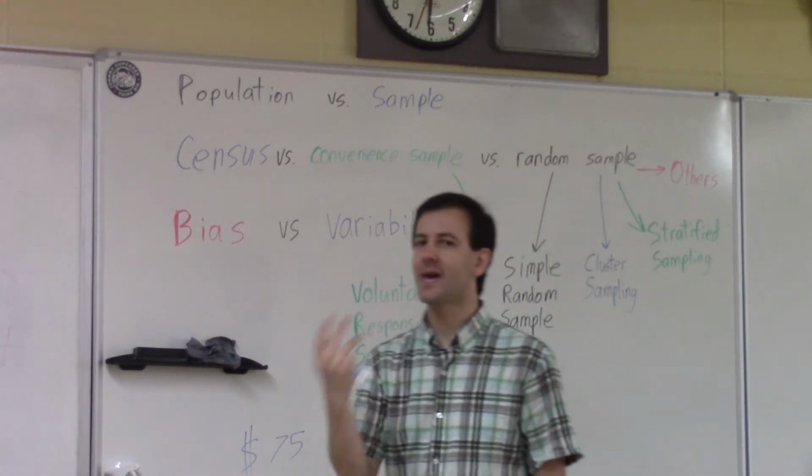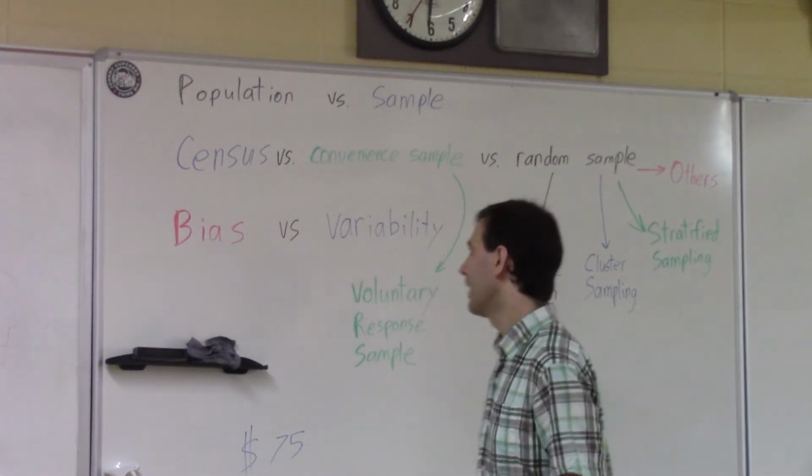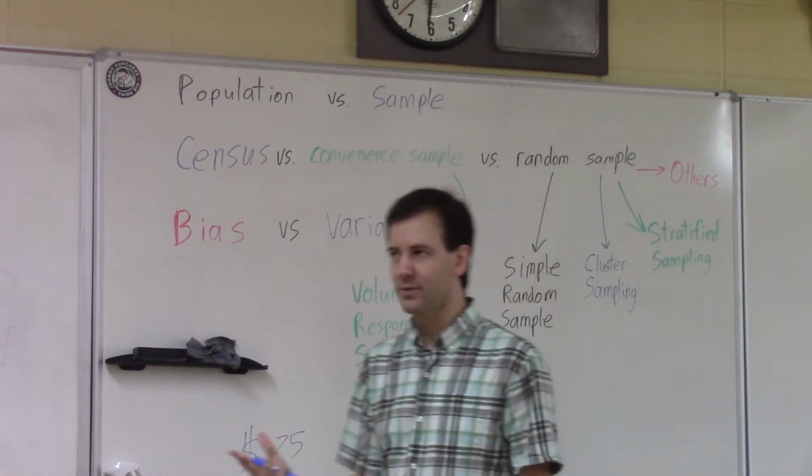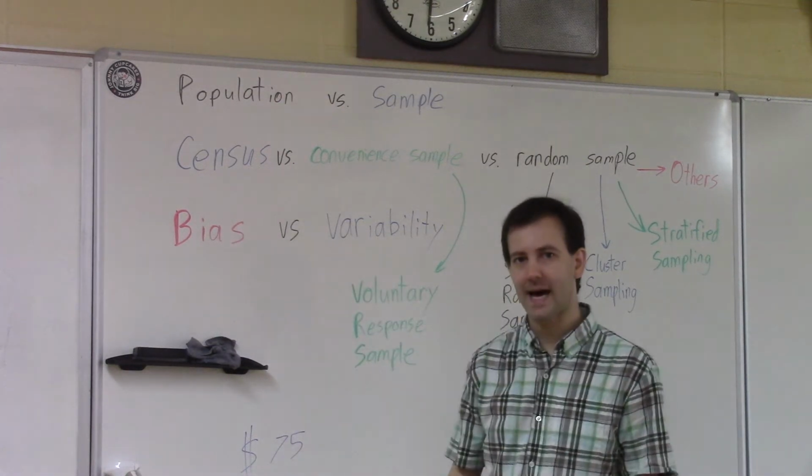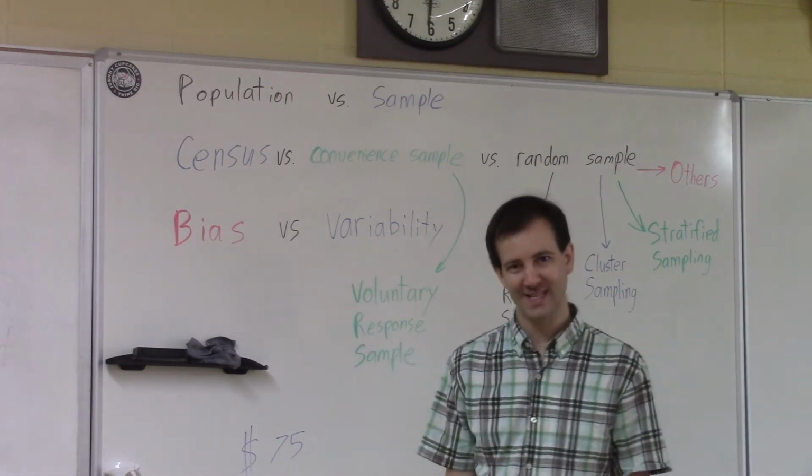So how do you gather a sample? Well, there are three ways you can do it. One is you can take a census. That is when you survey the entire population. Usually that's hard to do.